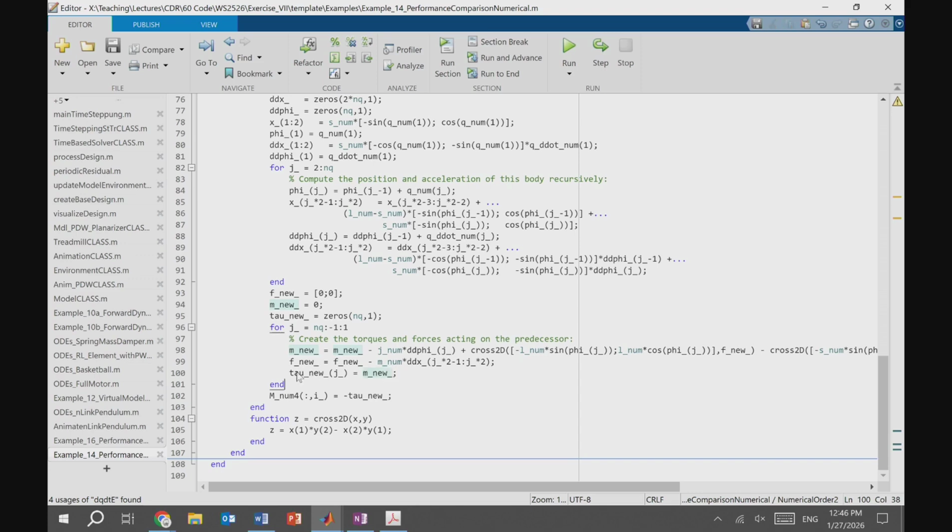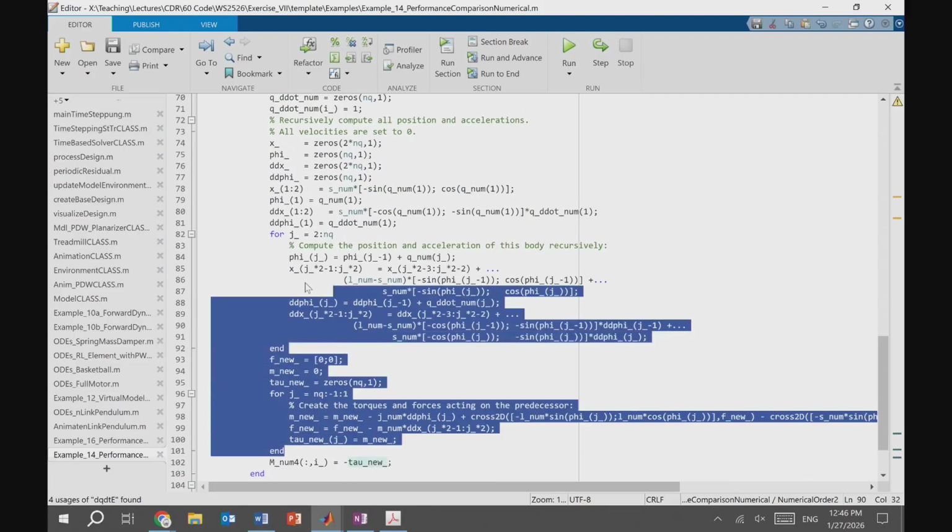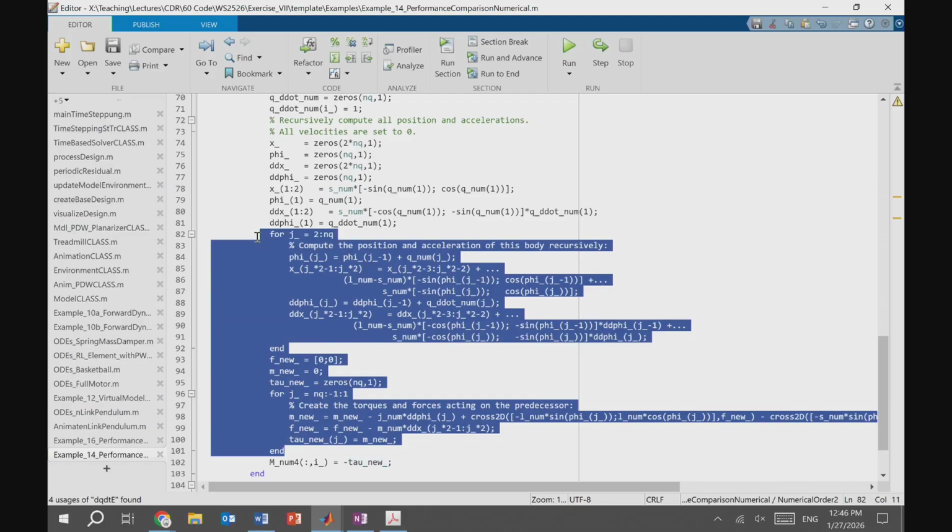And then I have my tau. And so everything here is linear. Right? This is the recursive Newton-Euler algorithm.